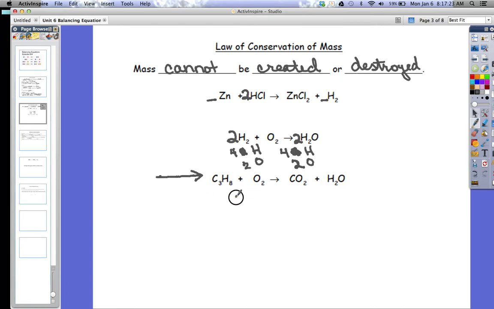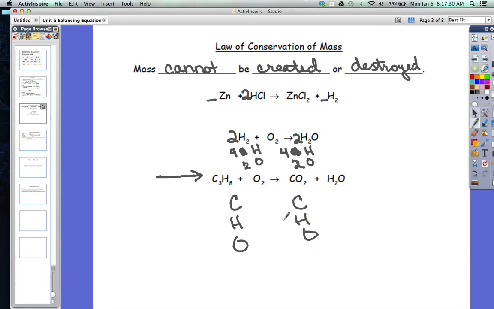Okay, so I'm going to write C, H, and O. Those are my 3 elements, C, H, and O. And if you'll notice, oxygen is in 2 places over here, so those have to be added up. I'm going to put a 3 here, an 8 here, and a 2 here. I'm going to put 1 carbon, 2 hydrogens, and 3 oxygens. All right, so what can I do to balance this out?